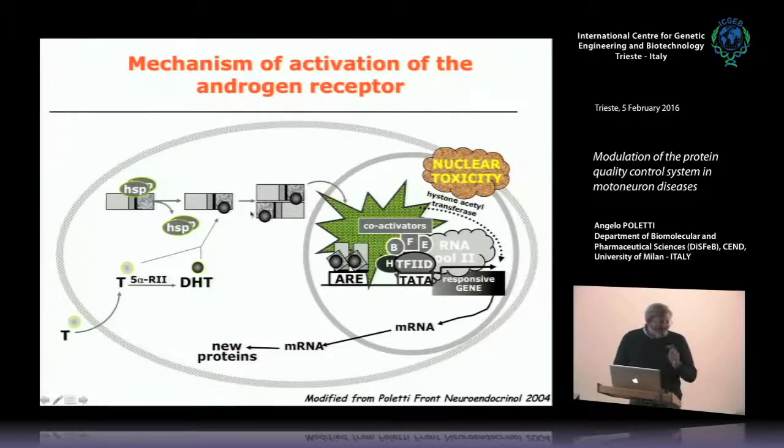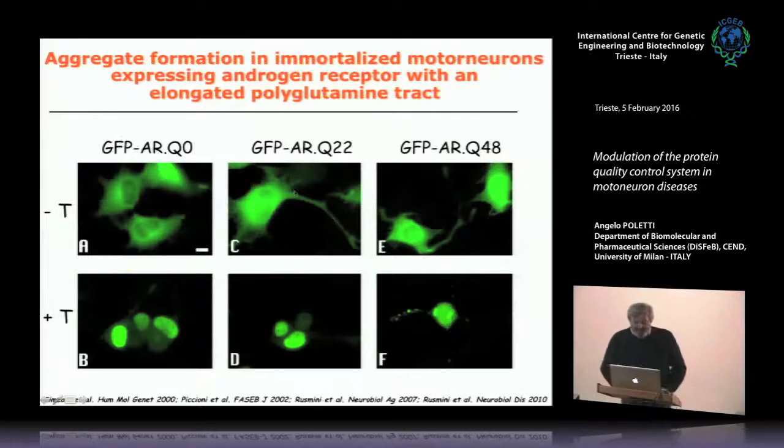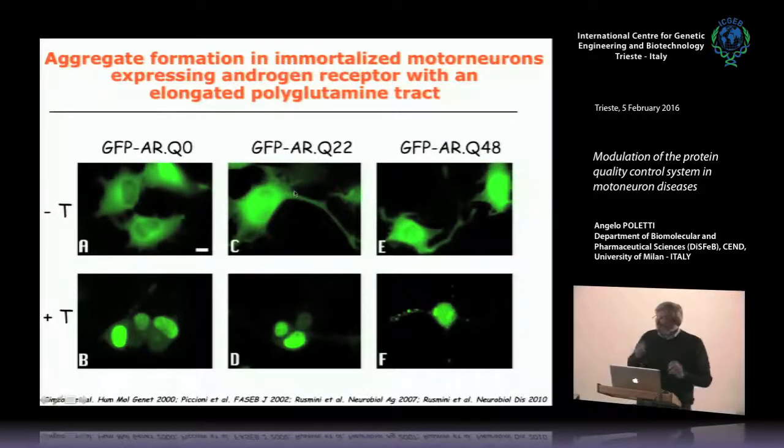But the magic trick is here. You induce the misfolding by adding a single ligand. And in fact, if you do that and you look at the cells that express mutant androgen receptor, this is GFP tagged. This is the situation with a normal receptor. This is a mutant androgen receptor in absence of testosterone, the non-toxic version. If you treat with testosterone, no problem with the wild type, but you induce aggregation in the mutant androgen receptor. So if you induce the change in conformation, the protein misfolds, and the androgen receptors start to form aggregates.